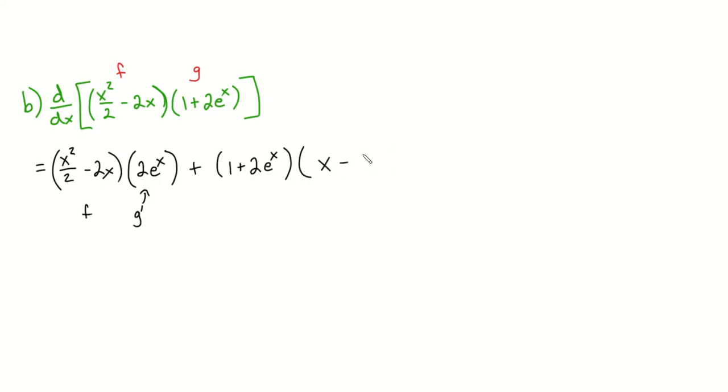Minus, what's the derivative of 2x? 2. And again, first times the derivative of the second, plus the second, here's g, times the derivative of the first, here's f prime. If all we were asked to do was to find the derivative, should we go further than this?